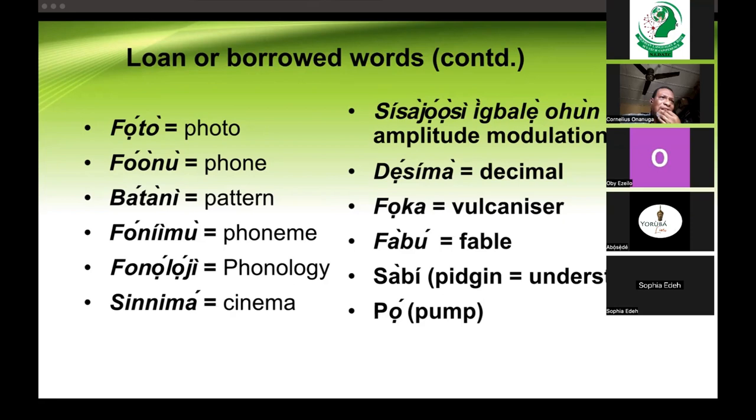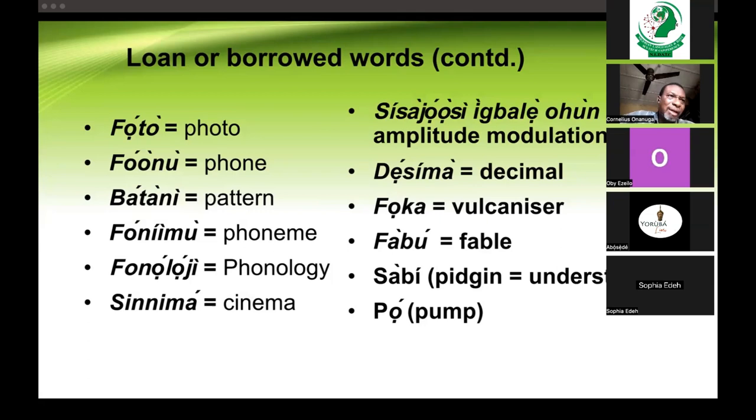The one that caught my attention that I saw recently is Shishajosi Ibaleo. Shishajosi, which is Shishe, adjustment from the English word adjustment. Shishe Ajosi Ibaleo, that is amplitude modulation. That is what we have in the meta language currently. If I have my way, I would probably still make some efforts to look for better words. But that is what we have now.